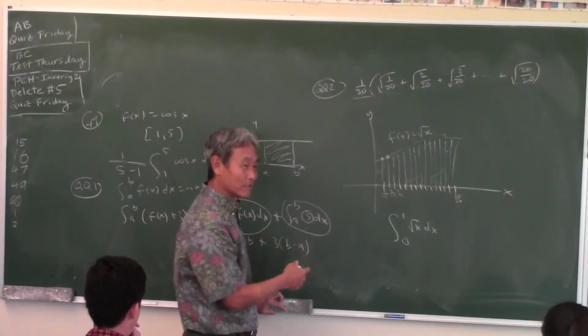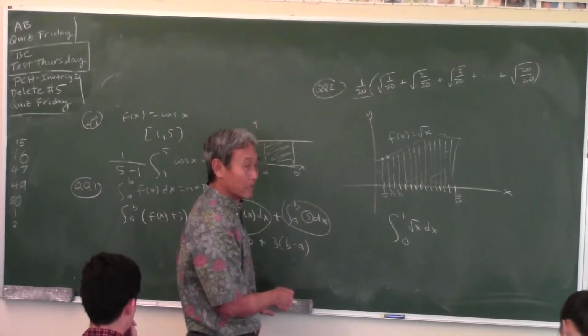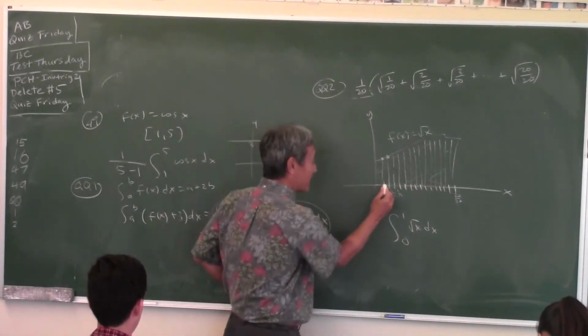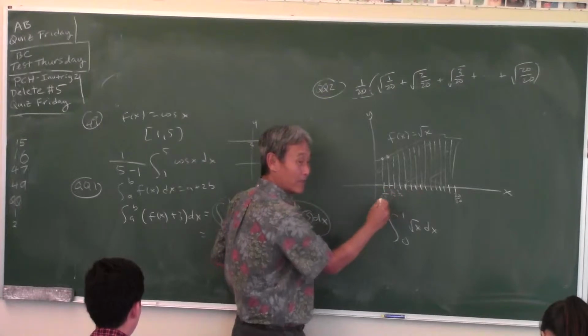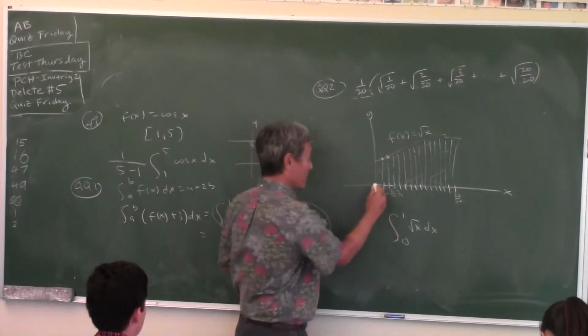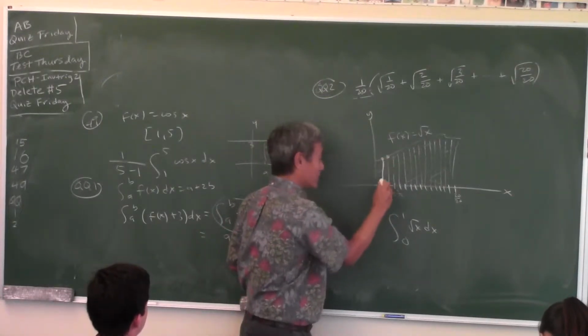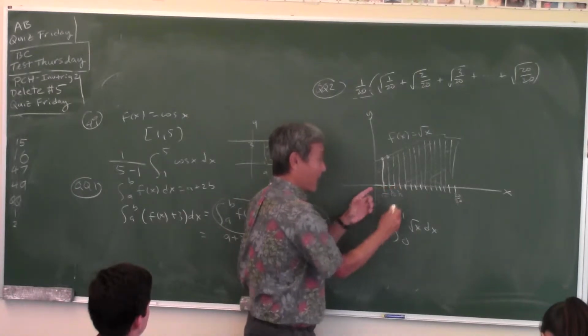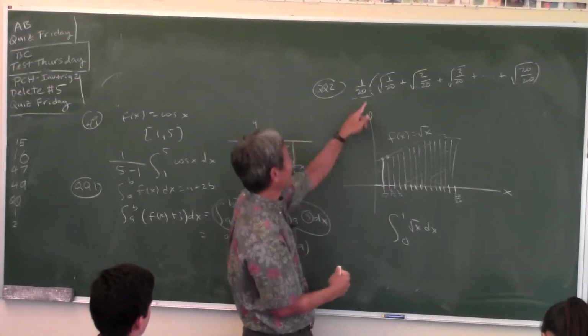Okay, so what was the question, Charles? You got a question about this? Yeah, how come the 1/20 is there? This 1/20th represents the base of each rectangle. Because how do you find the area of a rectangle? Base times height, right? So since each rectangle has a base of 1/20th, we factor it out.